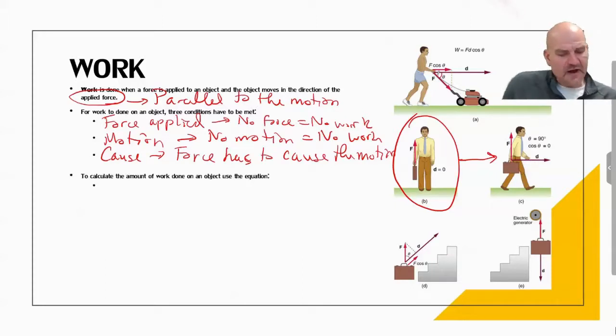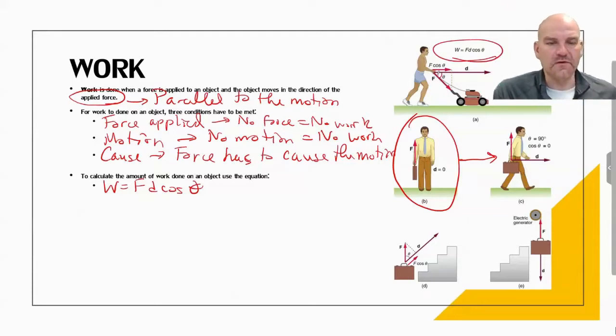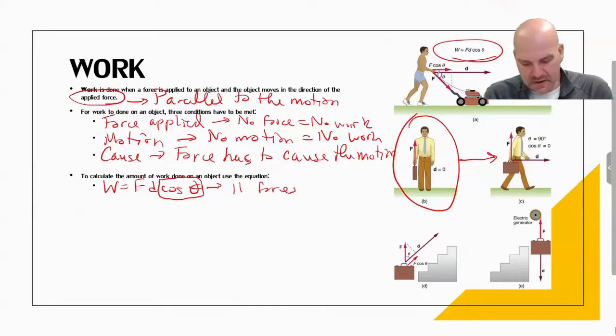Okay. Now, to calculate work, you can see the equation up here with the lawnmower. So work equals force times distance times cosine theta. This cosine theta only appears because, remember, we want parallel forces, or parallel directions. So we want parallel forces, and that's why we have to include that cosine.